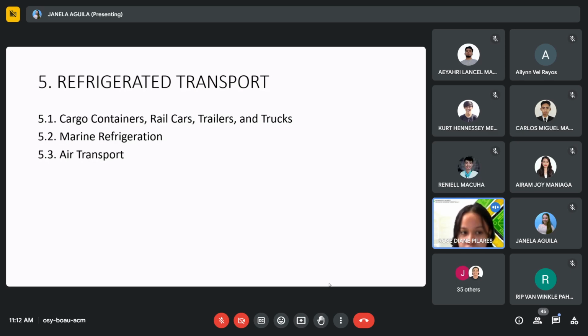As presented nga, ang una ay yung cargo containers, rail cars, and trailers, and trucks. Second is yung marine refrigeration, and third one is the air transport. Focus muna tayo dun sa una natin, which is yung cargo containers, rail cars, trailers, and trucks. Next po.